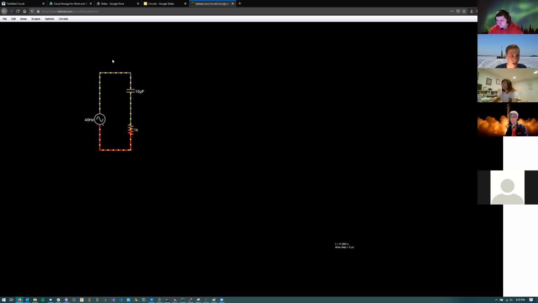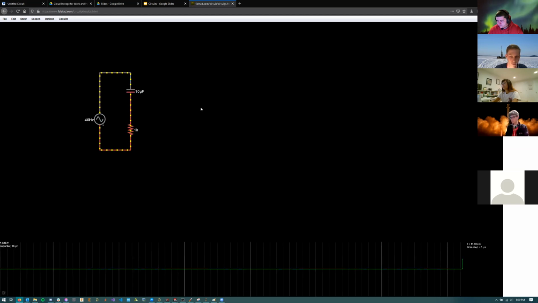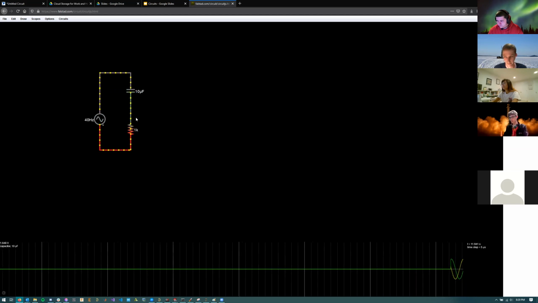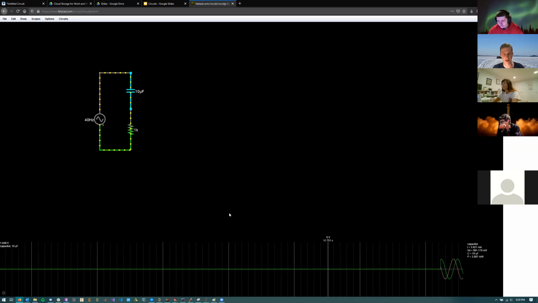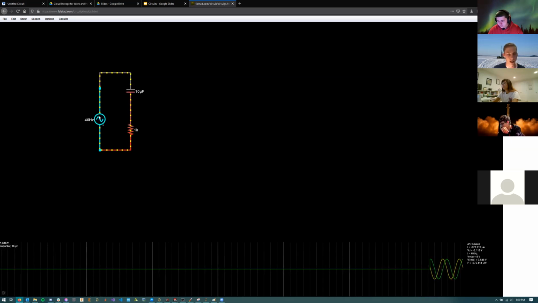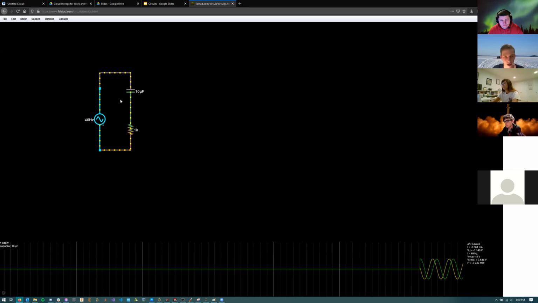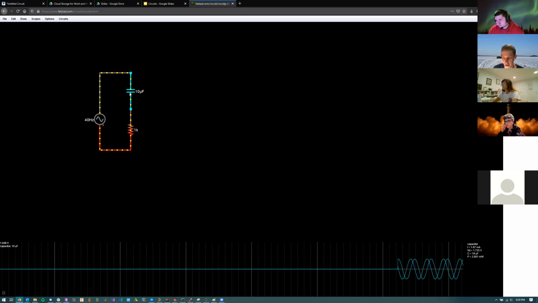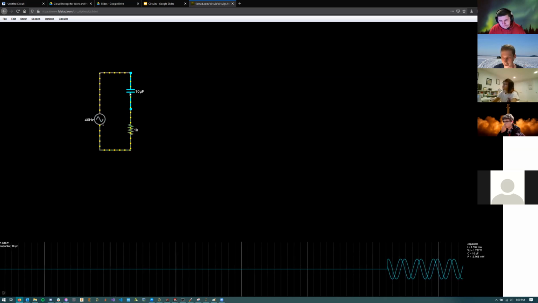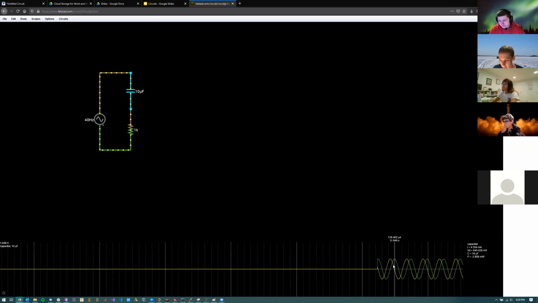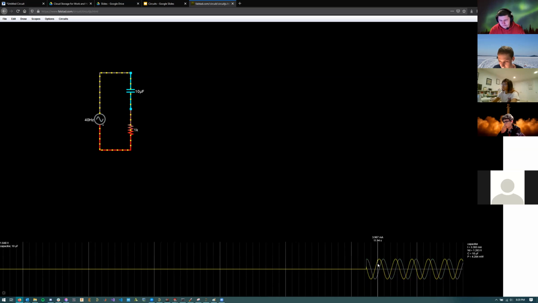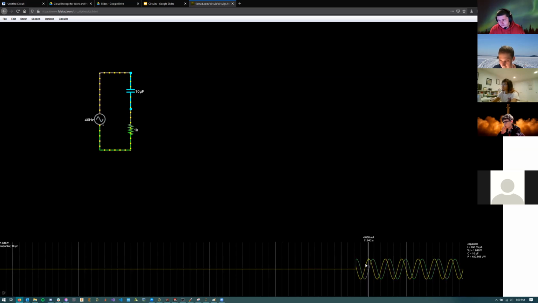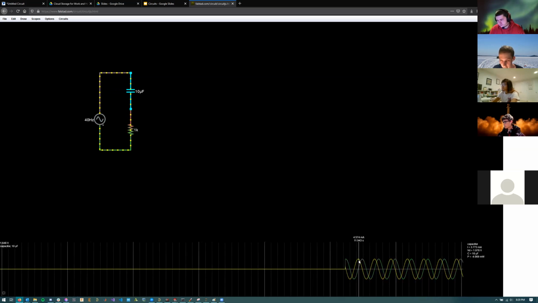So if we look at view and scope, you can see that in an AC current source circuit with a capacitor, which is essentially just a current storage device storing energy in the electric field, you'll see that the current is 90 degrees in phase behind the voltage.